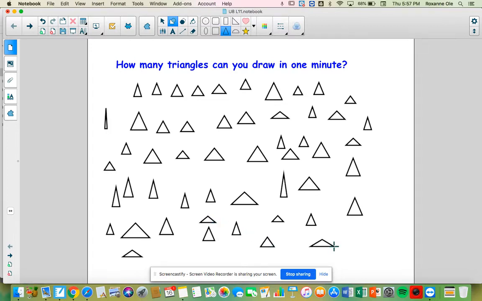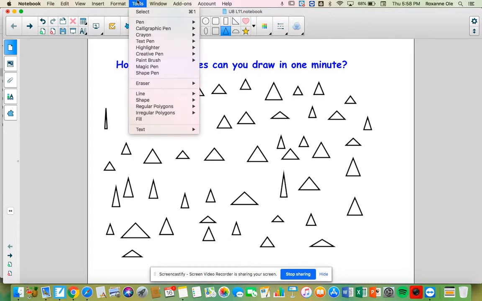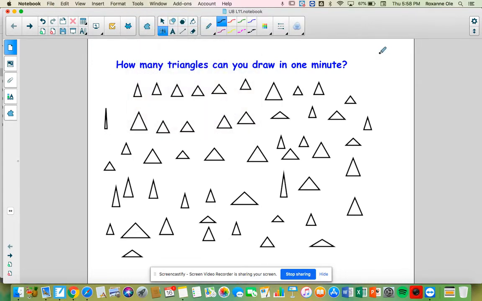Okay, time's up. How many triangles did you draw? You count yours and I will count mine. Okay, I think I got 53. So, how many did you get? You can tell me when we meet again how many triangles you were able to draw in a minute.